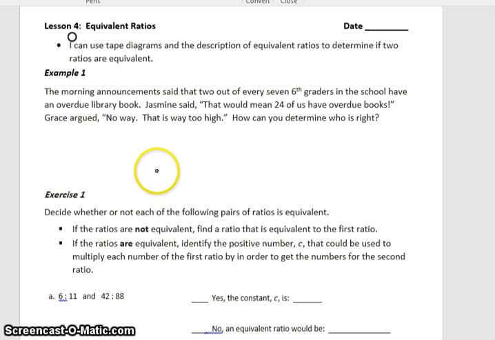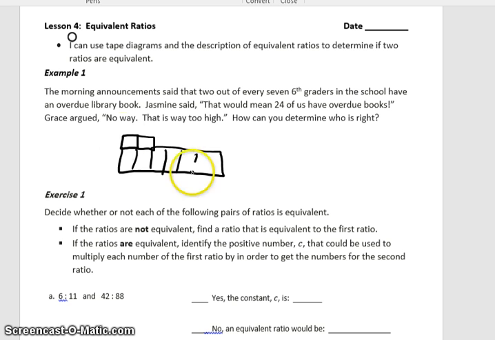Okay, so if we go back to our knowledge of tape diagrams, the idea of the tape diagram is just to give us a visual. So they're saying 2 out of every 7. Remember how I'm counting these lined up? 1, 2, 3, 4, 5, 6, and 7. So this is the total students, and these are the ones with the book issues, so I'll say overdue. And what she's saying is that 24 of us have overdue books.